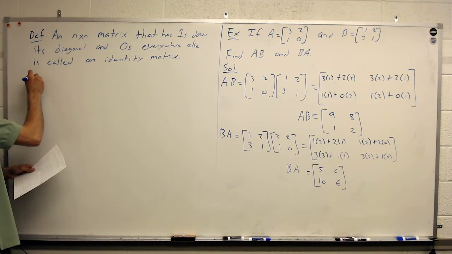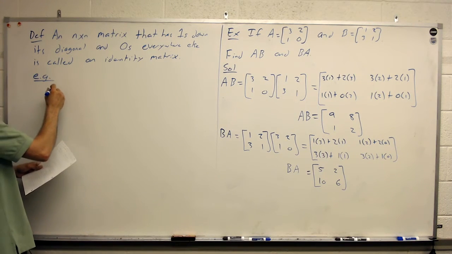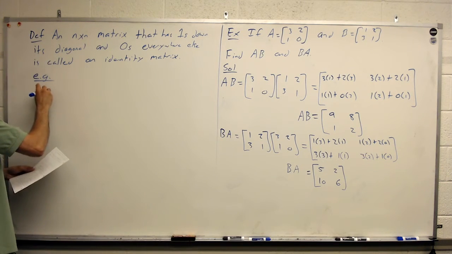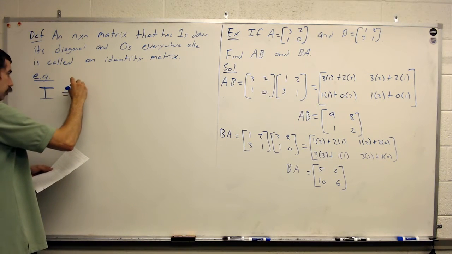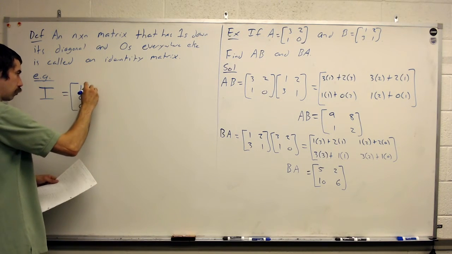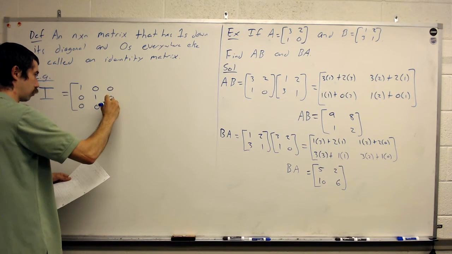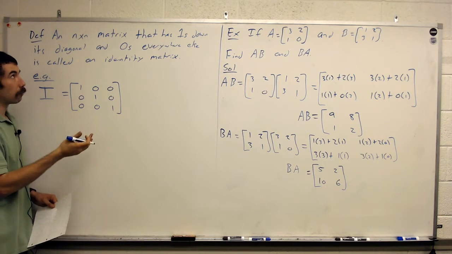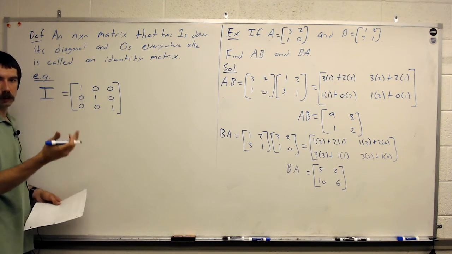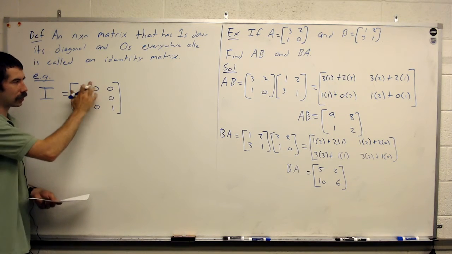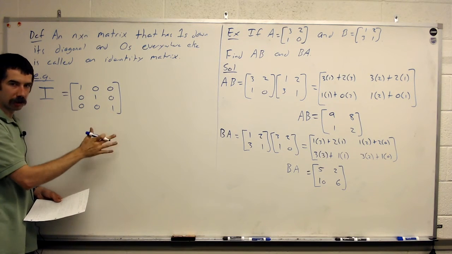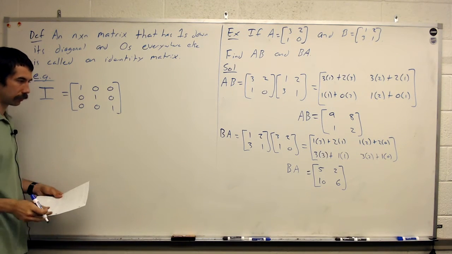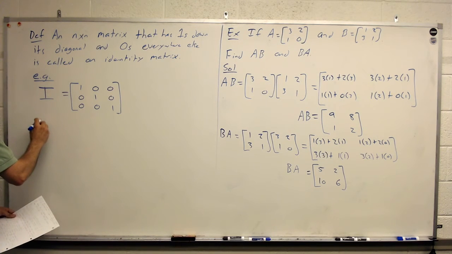Okay, so for example, we use the letter I for the identity matrix. This is the identity matrix when n equals 3. So when n equals 4, there's a different one. When n equals 2, there's a different one. But it's the same idea. 1s down the main diagonal, 0s everywhere else. So it's just 1, 1, 1, and then you fill in the rest with zeros. Okay, so let's take a look at an example.